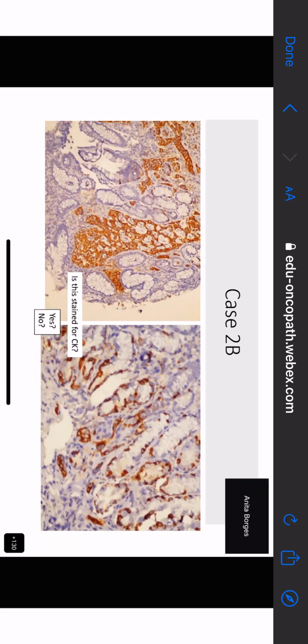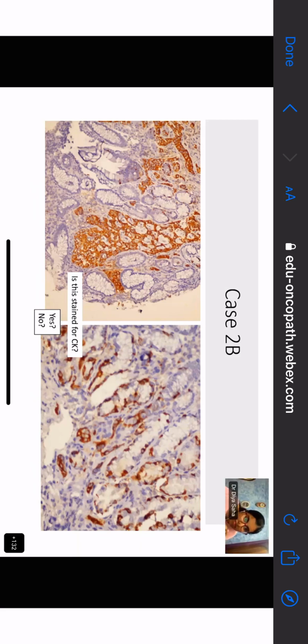And case 2B, there's no prizes for guessing this, but I want to ask Sweta, has this been stained for cytokeratin? It's the same stain on both sides. Has it been stained for cytokeratin? Yes, ma'am. I'm asking this for people in the chat box as well. Has this been stained for cytokeratin? You are saying yes. What about Limpy? No, ma'am. No. All right. Vimy? No, ma'am. Dia? Ma'am, I think yes.